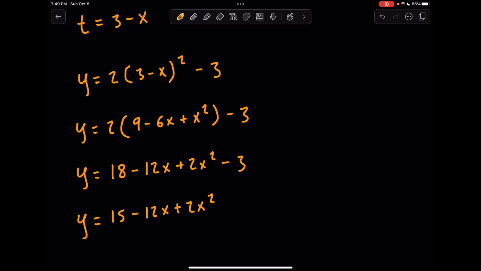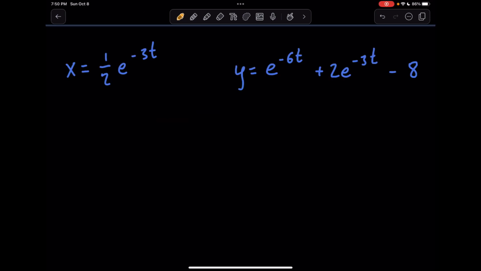Now let's look at a more complex example. In this example, we notice that both our x equation and our y equation have this e to the negative 3t term. So let's try to isolate for that term. Let's start by looking at our x equation. We can say that e to the negative 3t is equal to 2x.